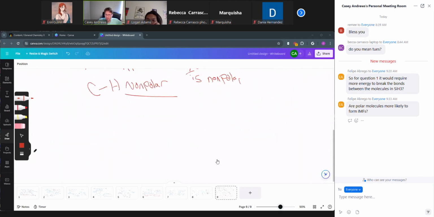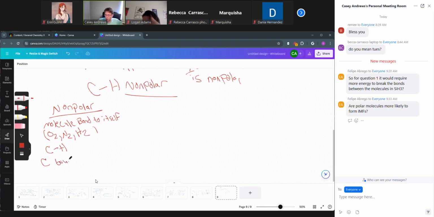So let me just make that list a little bit neater. So some tricks. So non-polar. Molecule bound to itself. For example, O2, N2, H2, those are nonpolar. Carbon bound to hydrogen, that's another example you're going to see often. Carbon bound to 4 of the same thing, the same element. So what we just saw, carbon tetrafluoride, is nonpolar.